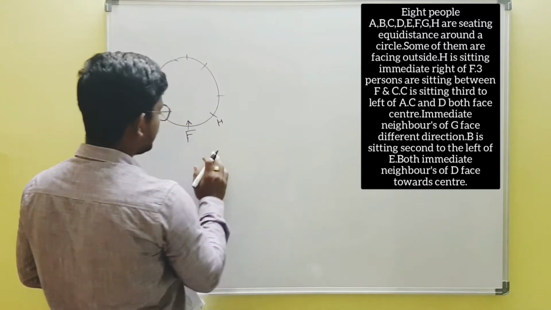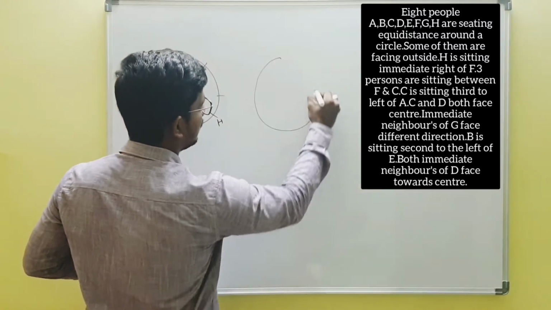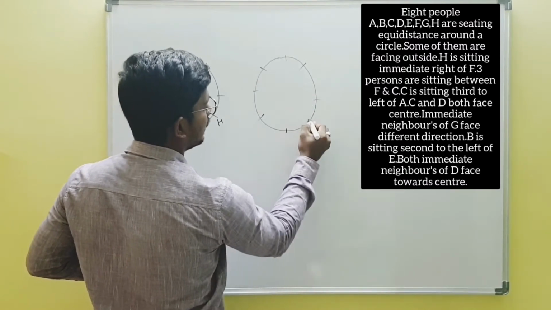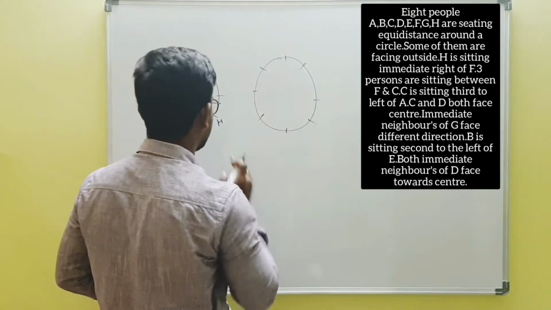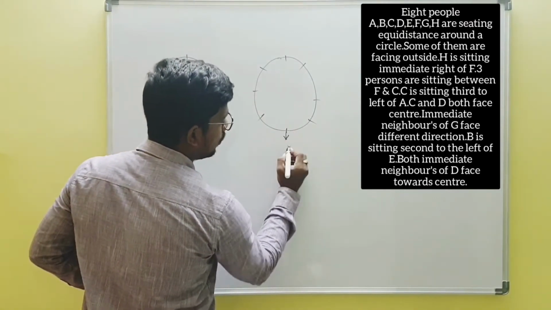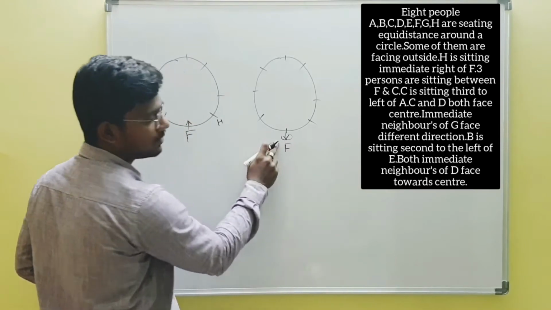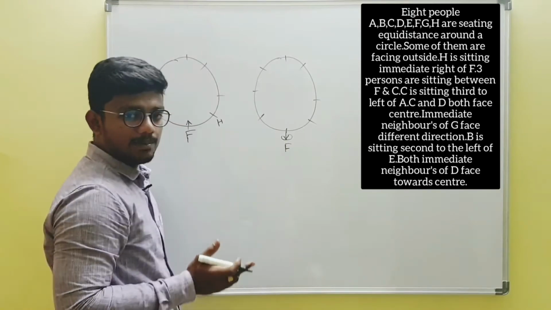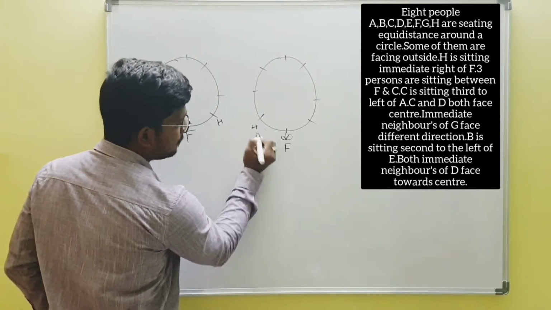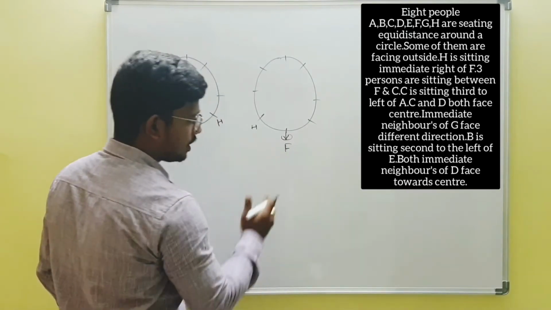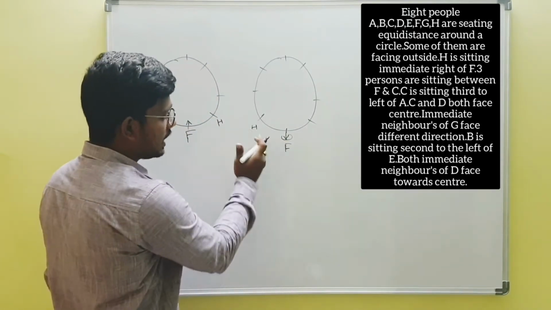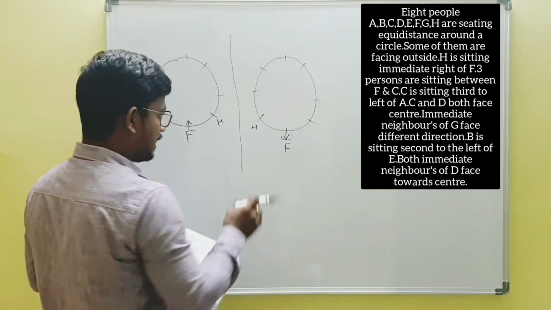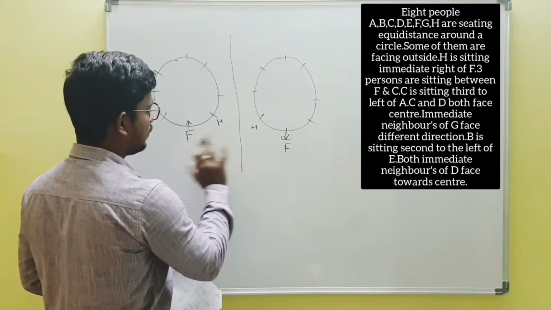The second case is, I will take another circle and place 8 members here, 5, 6, 7 and 8. I don't know the direction, so I am leaving it. If F is facing outside the center, where I am indicating outside as a downward arrow, and H is sitting immediate right of F, then H will be placed on this side, not on that side, because in this case F is facing outside. These are 2 different cases. I am taking 2 different cases at the same time so as not to waste any time.